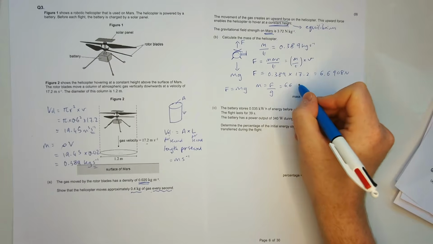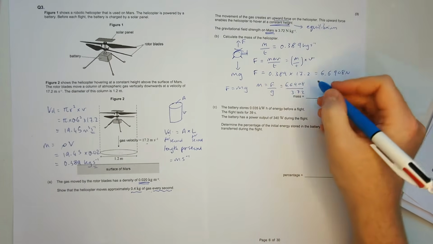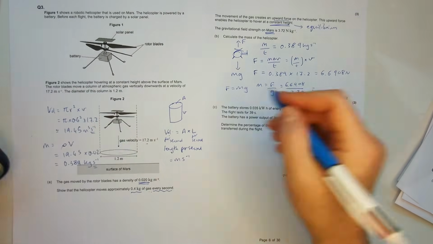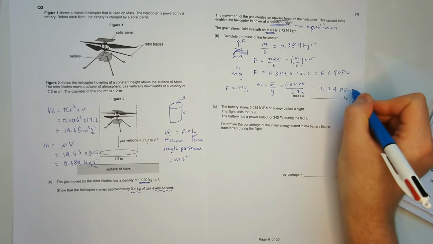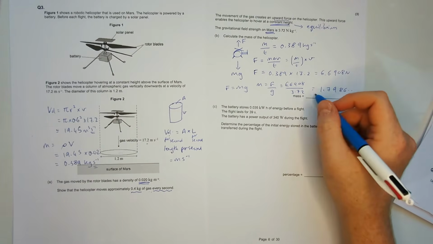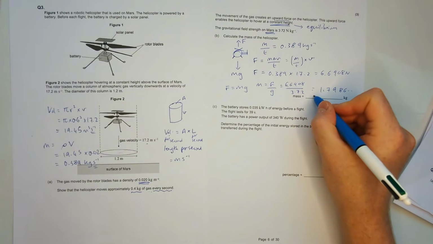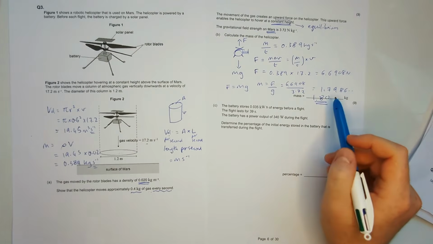So 6.6908 divided by 3.72. That's g in this question. And that's going to give us overall mass of the helicopter of 1.7986, which we should do to a couple of significant figures, because down here we've got a couple of significant figures. So that's going to be 1.8 kilograms, which sounds reasonable for a helicopter you're going to put on Mars.